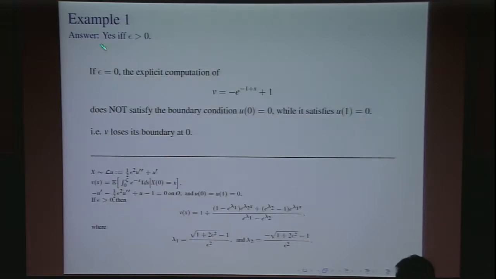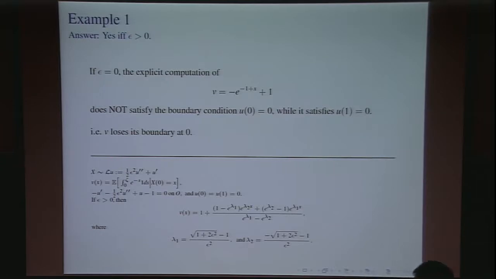The answer is very simple. Yes, if and only if epsilon is greater than 0. In other words, if epsilon equals 0, then it doesn't solve it. Why? Because the explicit computation for epsilon greater than 0 is given by that. But if epsilon equals 0, V is given by this. Of course, you can take the limit from the general formula, and you'll come up with that. And if you calculate at an interior point, it really satisfies the equation.